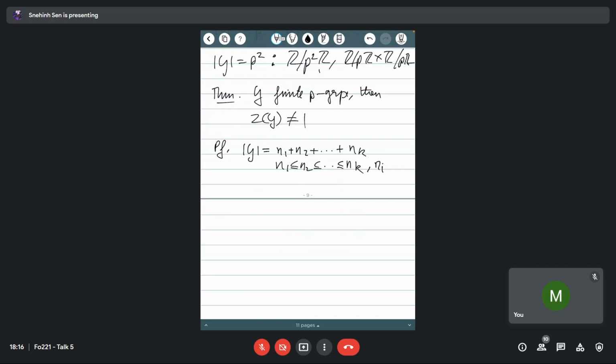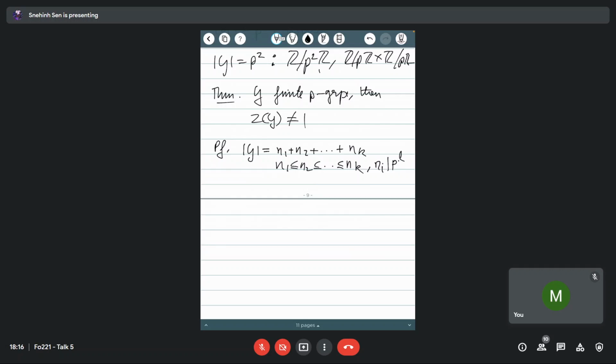Exactly. Perfect answer. So basically, from our class equation, you have n1 is less than or equal to nk, and ni divides the size of G, which is a power of p. Right? And who was it who answered this question? I cannot see who's speaking. So Saraswati. Perfect answer.